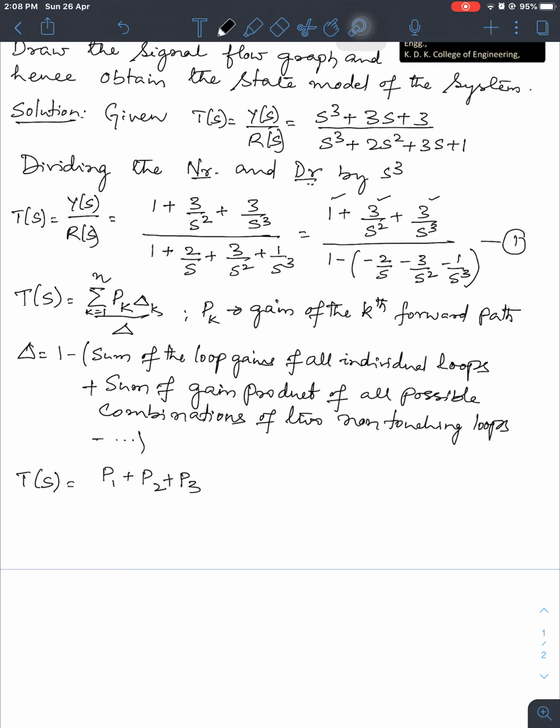So P1, P2, P3 are the 3 forward paths, and the denominator is identified as 1 minus, this is written as P11, that is the sum of the first possible combination of loop gain and the second possible combination of an individual loop whose gain has been taken as P21 and P31. So we have identified the denominator in this manner.